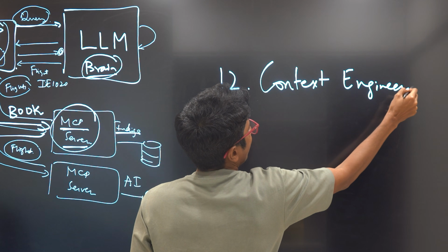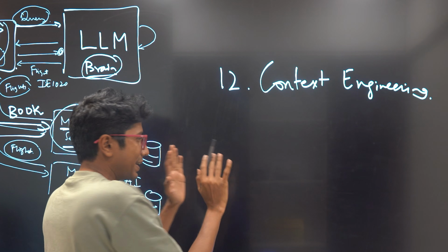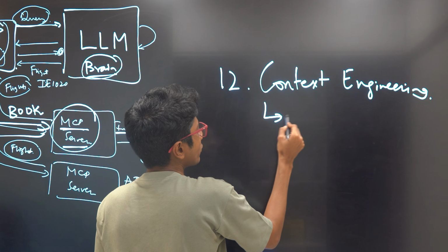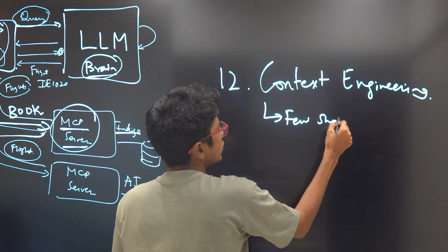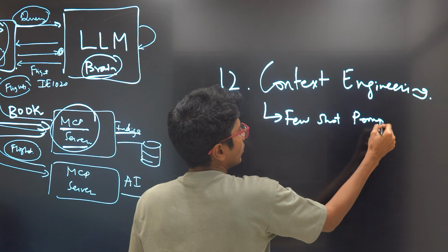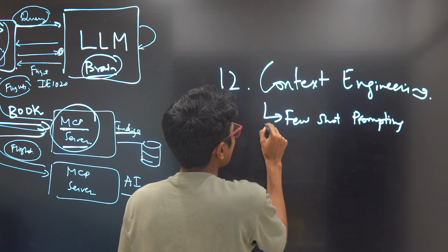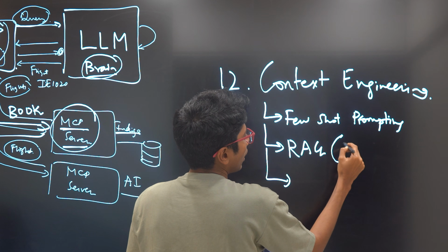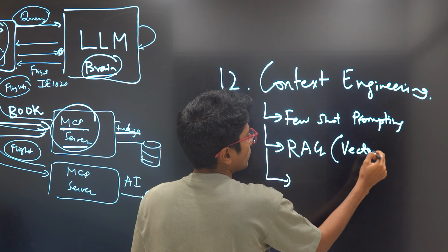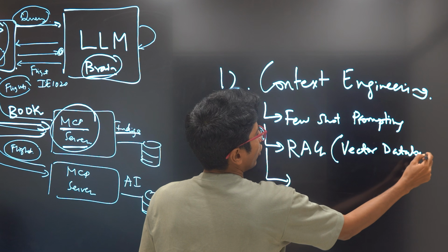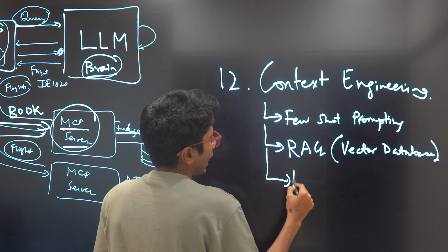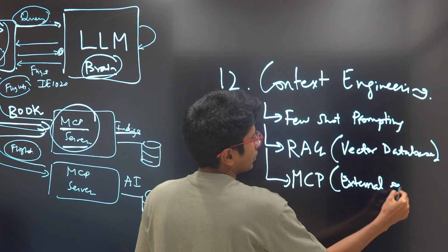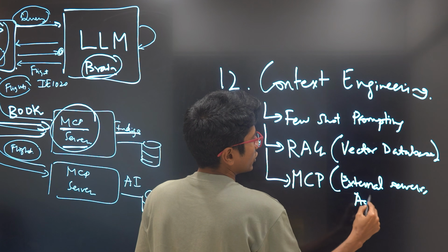If you're an AI engineer, you have probably heard of this term. And basically, this is an encapsulation of many of the things that we have already discussed. We discussed few shot prompting, which is giving examples. We discussed retrieval augmented generation, which is getting relevant documents from a vector database and using them to add context to a query, and using Model Context Protocol to hit external servers and perform actions as needed.